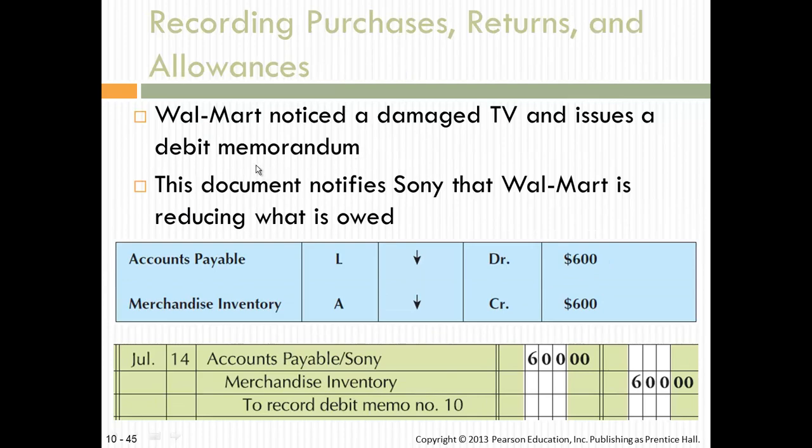Walmart noticed a damaged TV and issued a debit memorandum. Okay, so here your liability of AP goes down by $600 and merchandise inventory goes down by $600. In a perpetual inventory system, inventory is reflected every time something happens to it, unlike previously where we were looking at purchase discounts and returns.